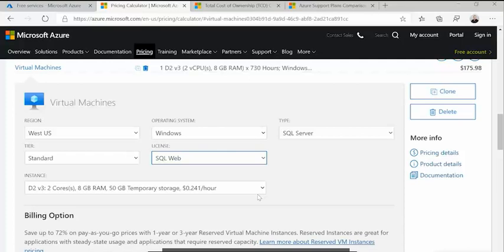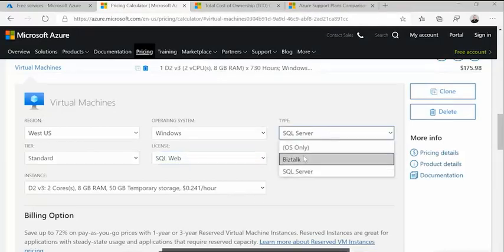Now, you can't do it by putting SQL in the image that you pull from the marketplace. You'll build a Windows server, install SQL separately, and apply your license to that. And you won't have to pay that cost inside of here. So I'm going to turn off SQL here.